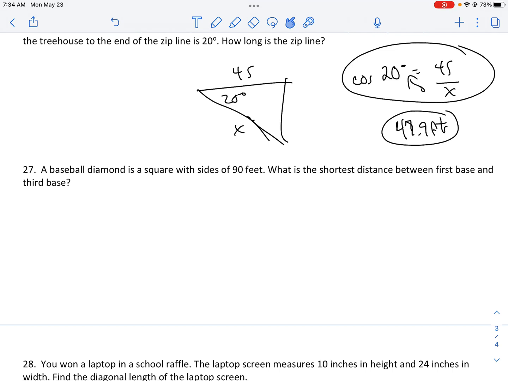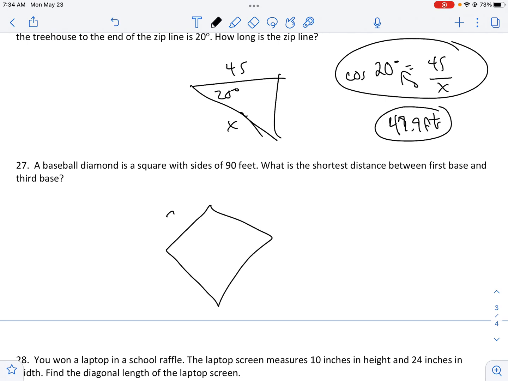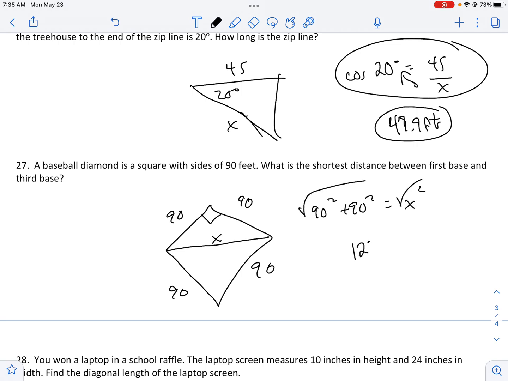Baseball diamond is a square, okay, with sides equal to 90 feet. What is the shortest distance from first to third? All right, well, guess what? We've got a right triangle here and no angles. So 90 squared plus 90 squared equals x squared. So take the square root of that. I got 127.2.